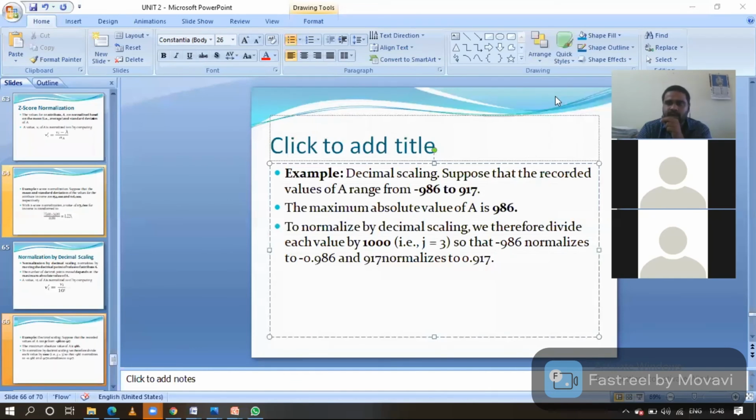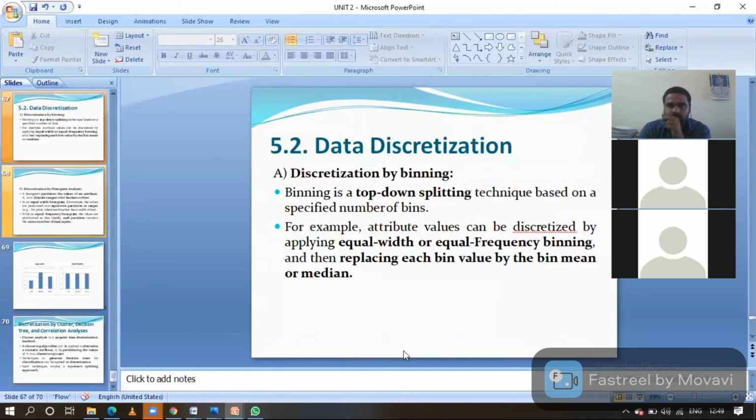Decimal scaling is a simple one, guys. Here we take the maximum value, and the nearest 10 power value we have to divide by, and we will get the converted value, guys. In this way we are going to perform normalization by decimal scaling. Okay, the next one is data discretization. This is the last topic in the second unit.